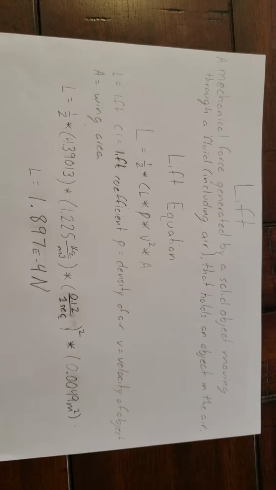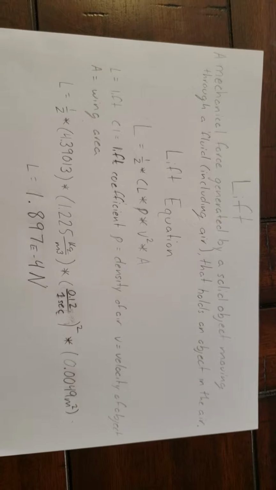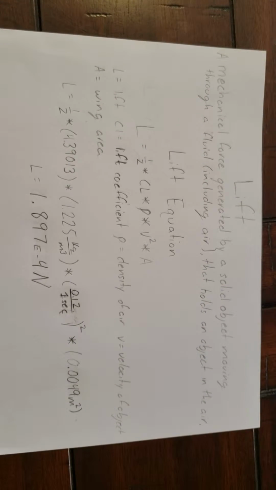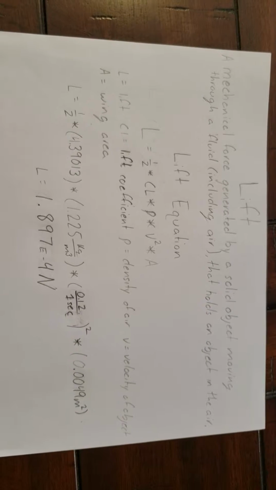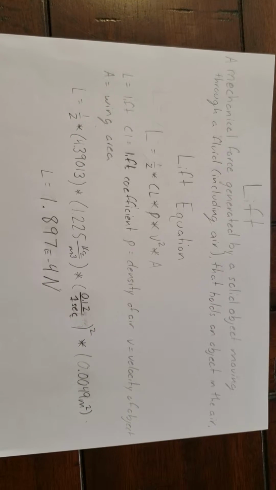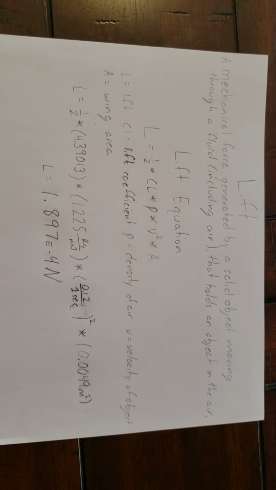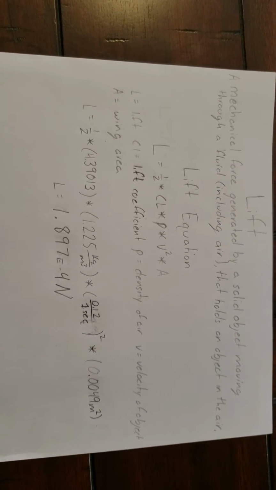So lift is equal to 1/2 times the lift coefficient times the density of air times the velocity of an object squared times the wing area. The wing area is used because in my system, my wings cause the most lift, so you have to take that into account.